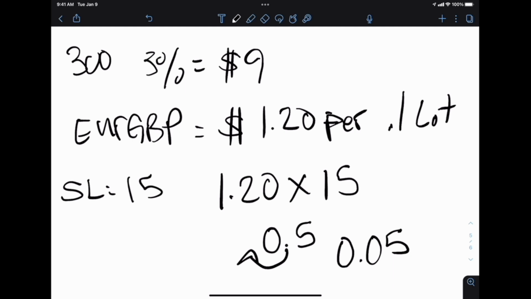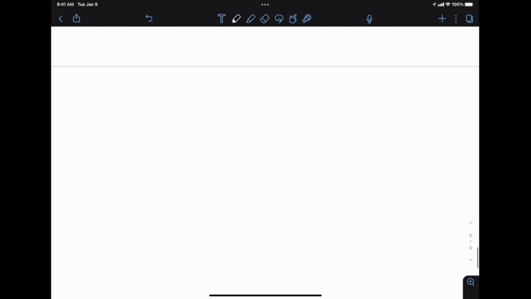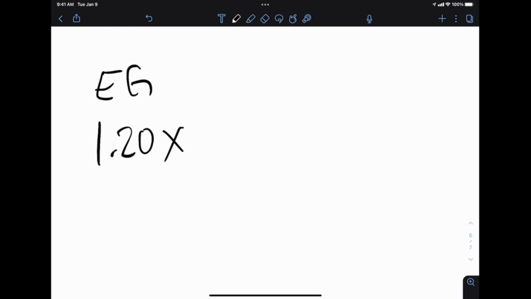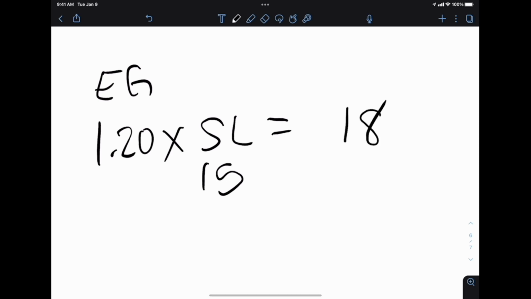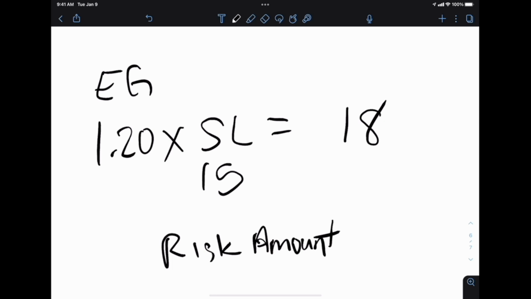So the simple formula, let's recap. The simple formula for that would be, if it's more, for example, 1.20 times your stop loss, whatever that gives you. For example, if it was 15 pips, that came out to 18. And basically what you would do is you would say your risk amount divided by 18. Okay, that's what you would do. All right, let's go ahead and recap, you guys.